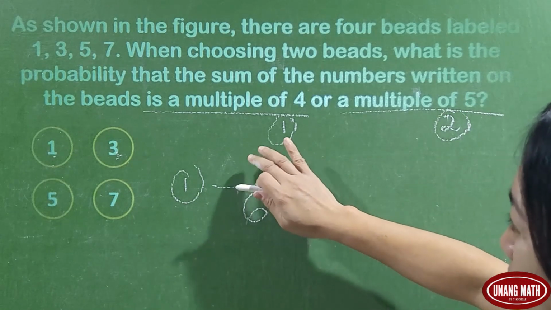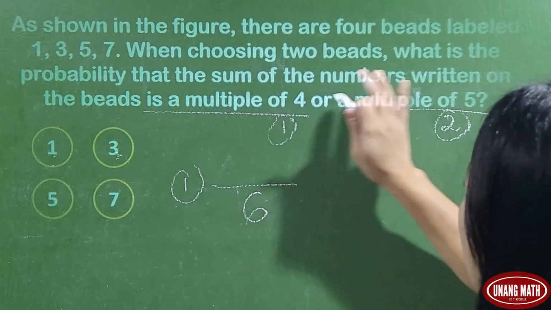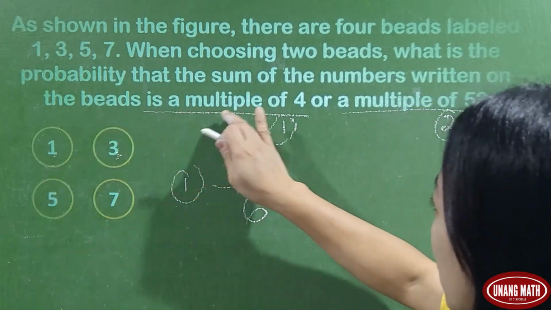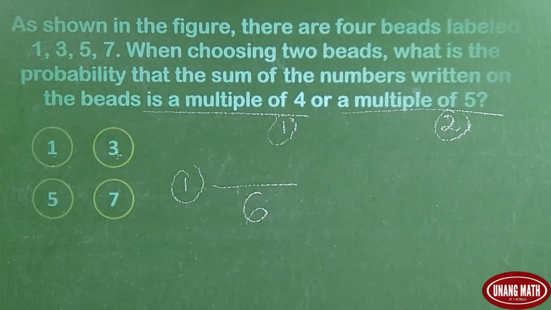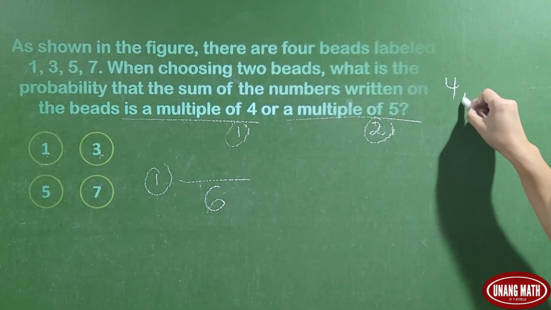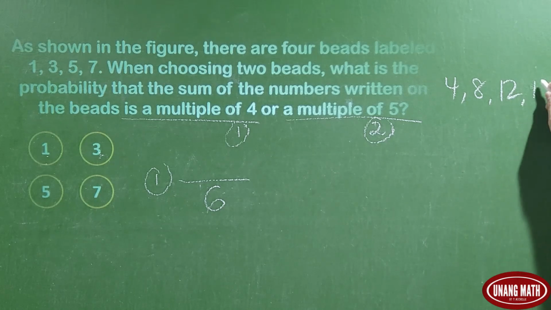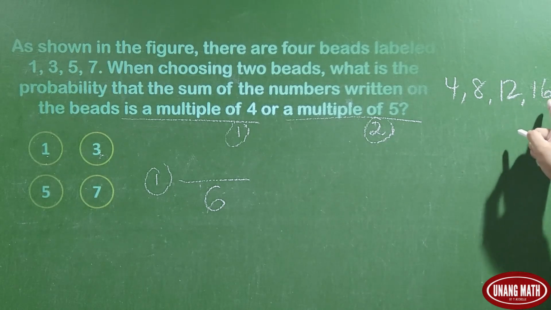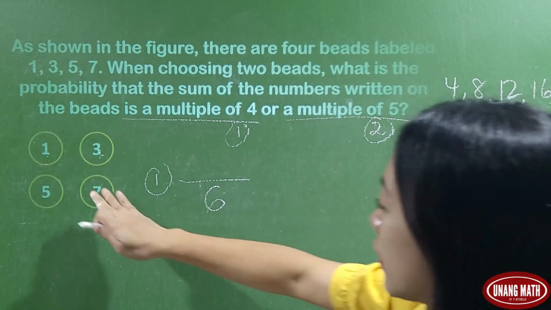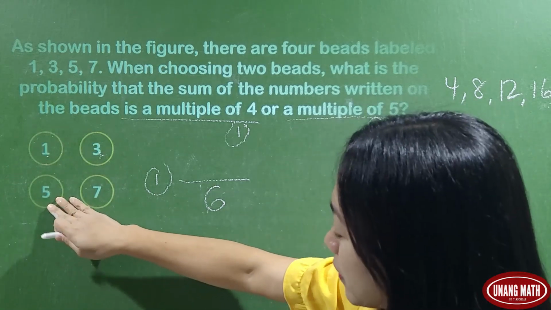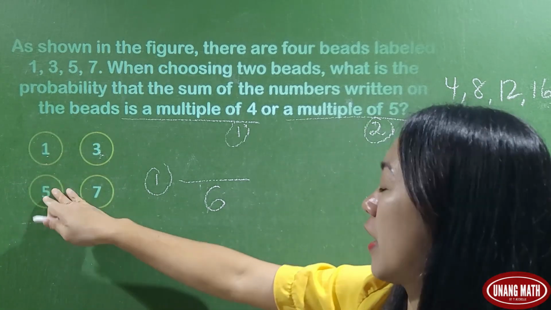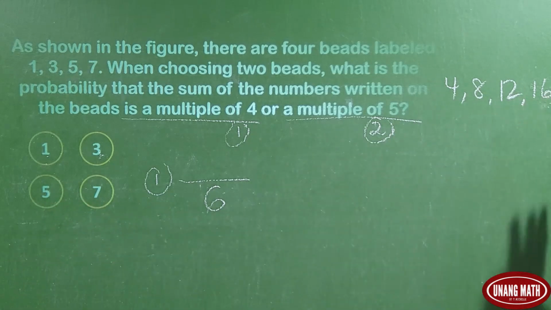What about the favorable outcomes? The sum of the numbers written on the beads is a multiple of 4. So the multiples of 4 are 4, 8, 12, 16, but 16 is not included here because we cannot find two numbers that when added together give a sum of 16. So we have to remove 16.